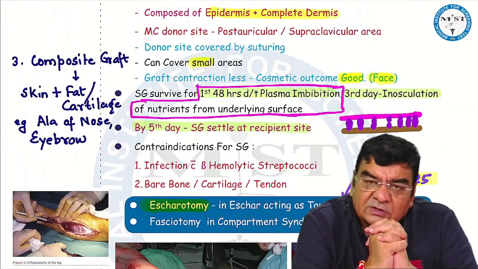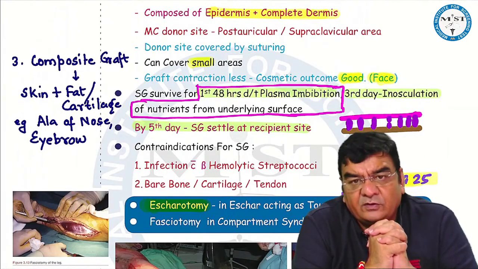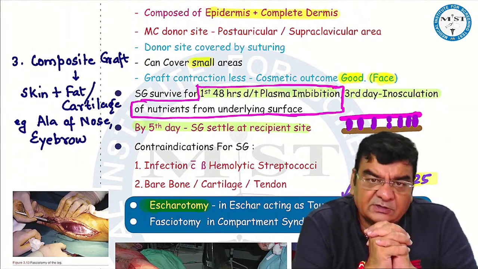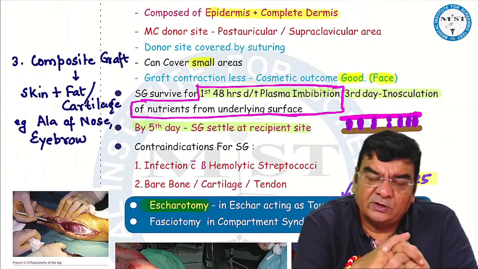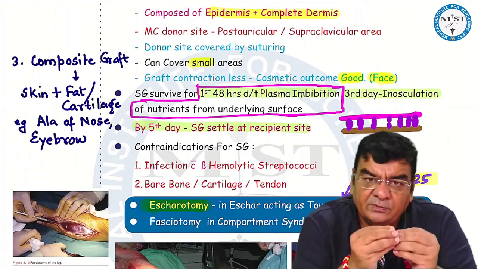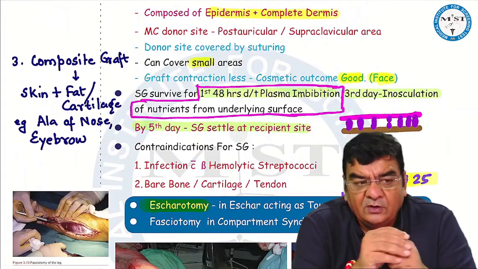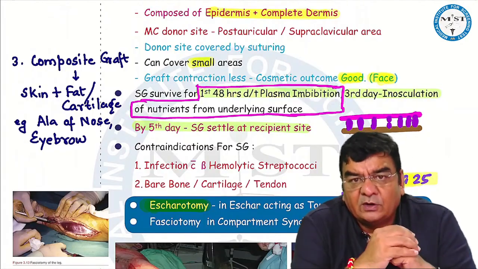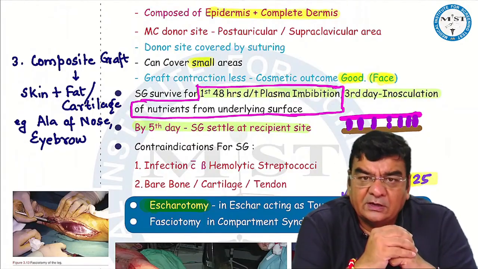We should not put the skin graft if there is any infection at the recipient site, especially with beta hemolytic streptococci, otherwise it will eat up the skin graft. We cannot do the skin grafting on a bare bone or a cartilage or tendon.